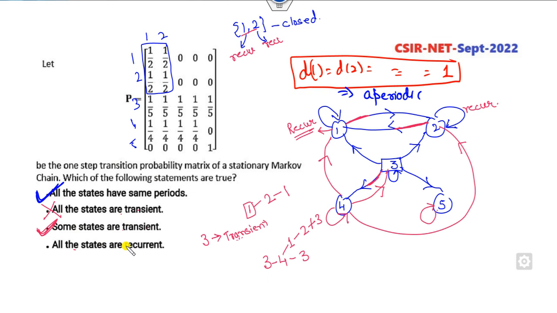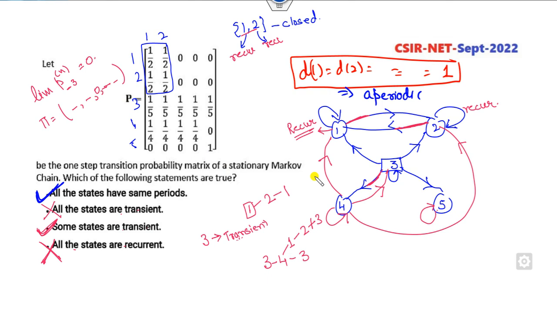"All the states are recurrent" is a wrong option. So A and C are the correct options. Now, if you prove that the 3rd is transient, what is the meaning of that? If you find the probability of the 3rd state in the nth step, its value will be 0. If you find the stationary probability, then the 3rd state probability will be 0. The rest you can find.